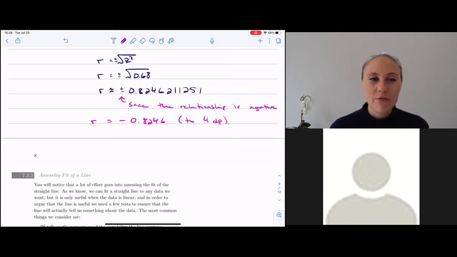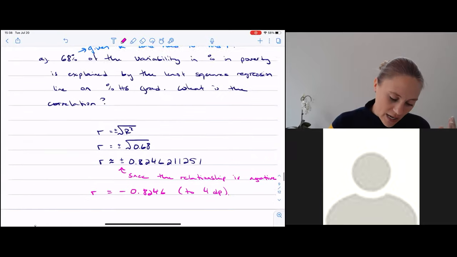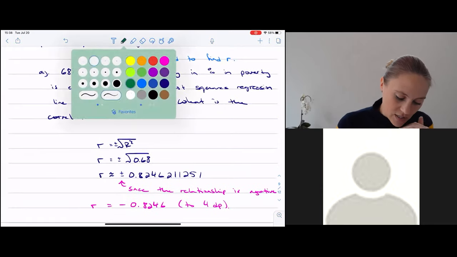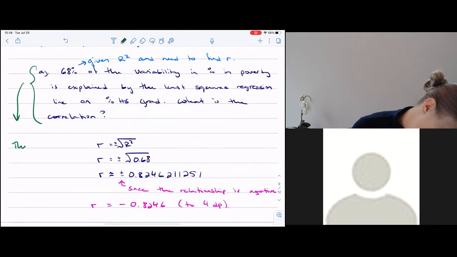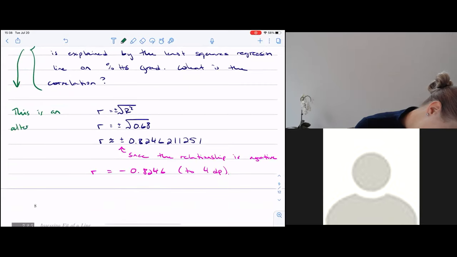And then once you have the correlation, that was the one thing that we had to find first. And then we could find the slope and the intercept, interpret them, build our regression line, make predictions, and all that fun stuff. So that was the hang up, right? So that's another way that these questions can start. This is an alternate way these questions can start.